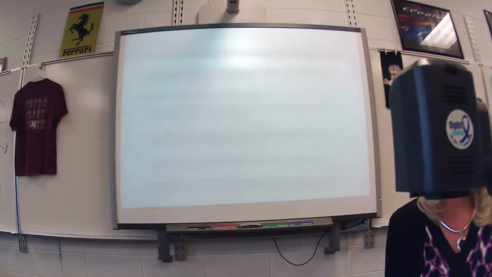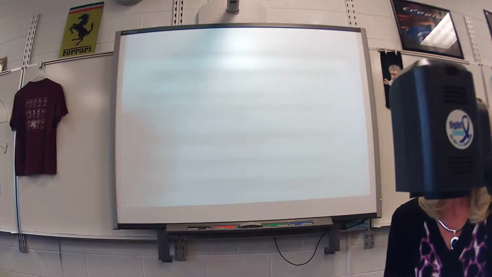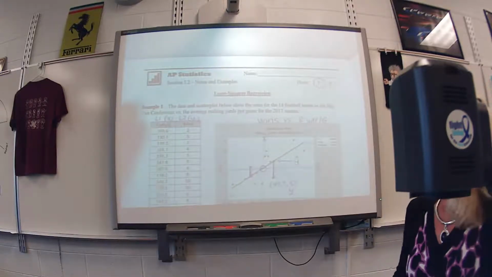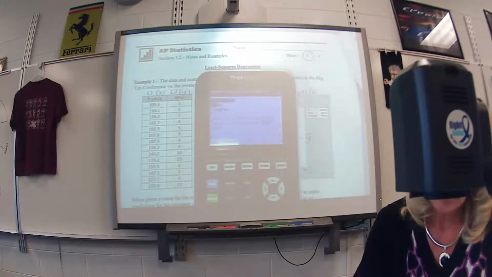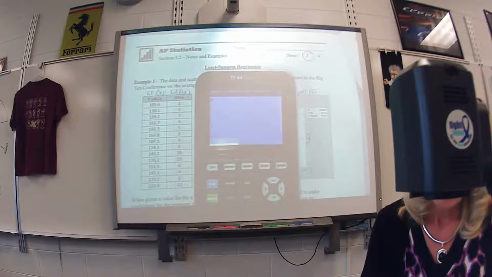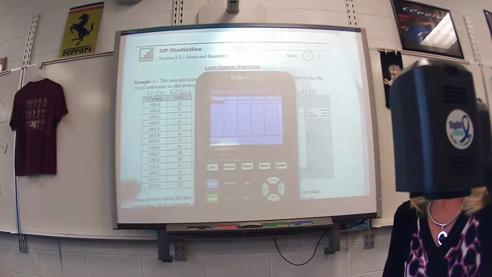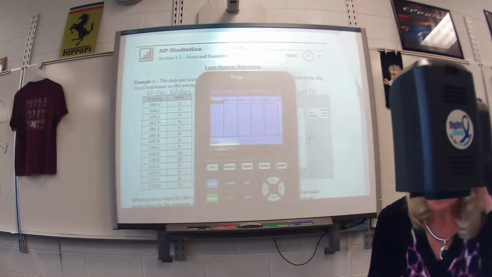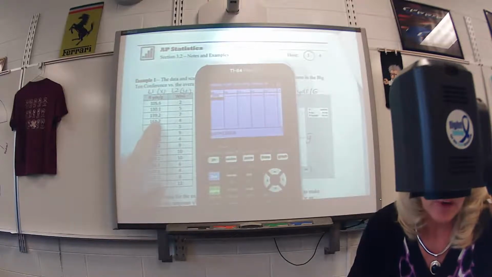We do need our data in the calculator anyways, so let's put our data in because we need it to make a residual plot. Back to this page, pull out your calculators. For the 84s, remember the trick I taught you with the decimals? I wouldn't put any decimals in there. I'm just going to put them all in without a decimal, and I'm going to divide by 10 at the very end.